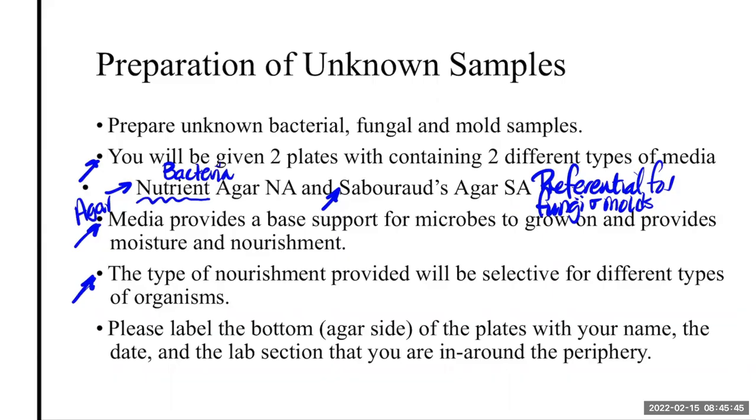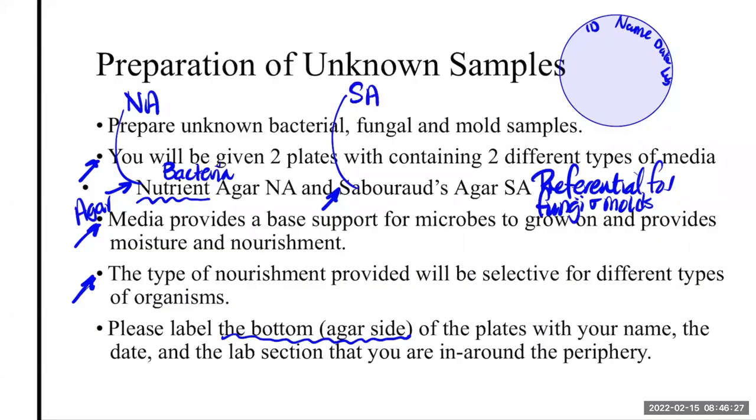So you want to label the bottom or the agar side of the plates with your name, the date, and the lab section that you are in around the periphery. So, it should look a little bit like this, where you're going to put your name, date, lab. And you can also do some sort of ID if you need it. I think that most of the plates are labeled as whether they are nutrient agar or Sabouraud's agar. So nutrient agar is labeled NA, and Sabouraud's agar is labeled SA.